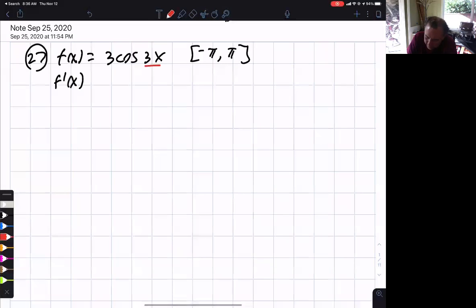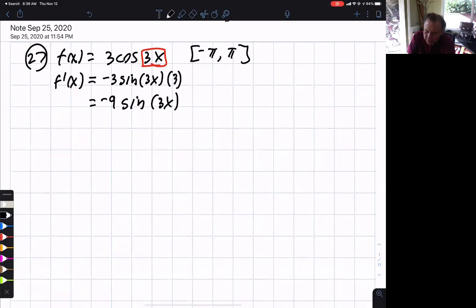We have a chain rule because that's not x. If that were x, it'd be a normal derivative. So what's the derivative of 3 cosine of box? -3 sine of box times the derivative of box, which is 3. So that becomes -9 sine of 3x.